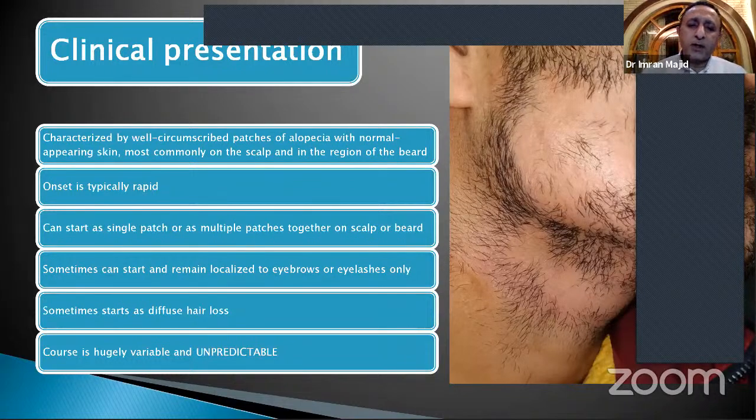Course of alopecia areata is hugely variable and unpredictable. This we'll be discussing later also once we discuss the natural course of alopecia areata.